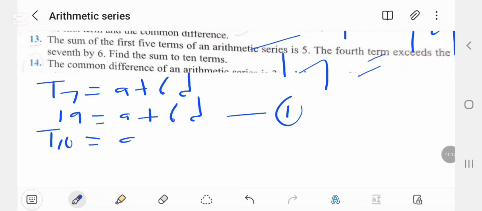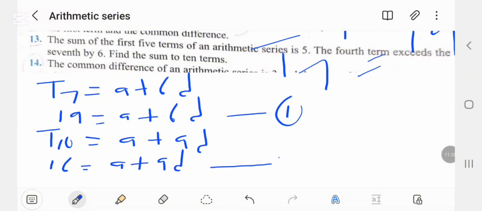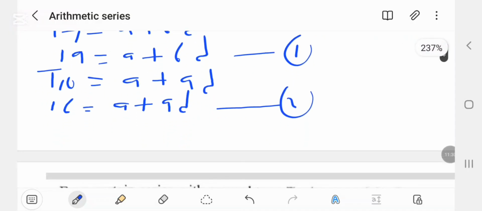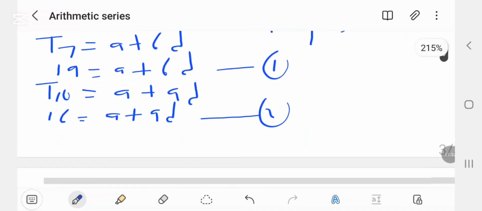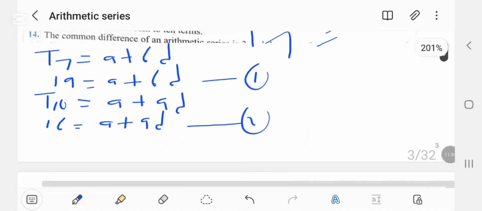So we express it as A plus 9D. T10 is what? T10 is 16. So 16 is equal to A plus 9D. Equation 2. So we use elimination, as in simultaneous equations. Equation 2 minus equation 1.